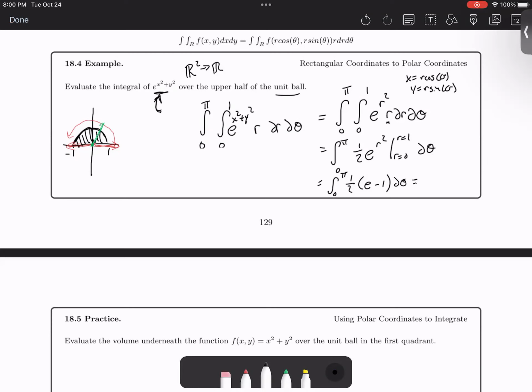And then we integrate in theta, and we end up with a pi over 2 times an e minus 1, because when we evaluate this at theta is equal to 0, we just get a 0. So it's really just this integrand at the upper bound. Cool. So this is a real number. You can approximate it if you want to, but that is the value of this function here, or it's the volume underneath that function over the upper half of the unit ball.